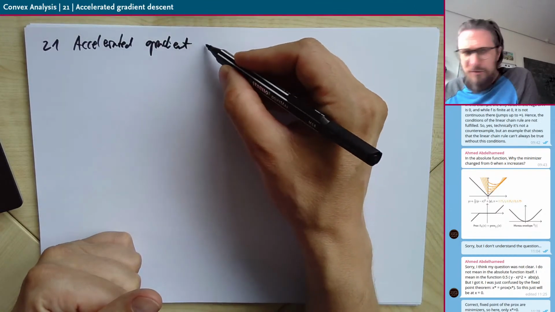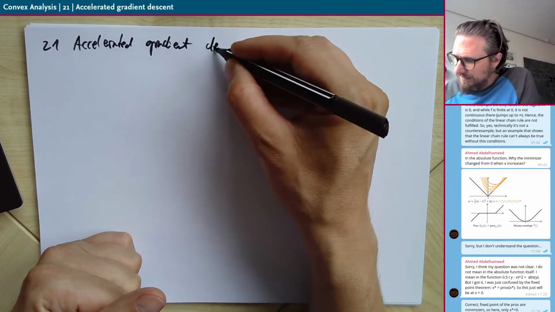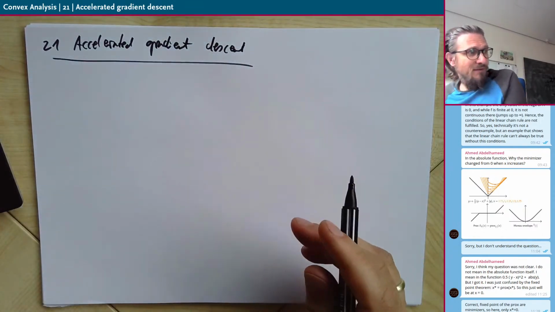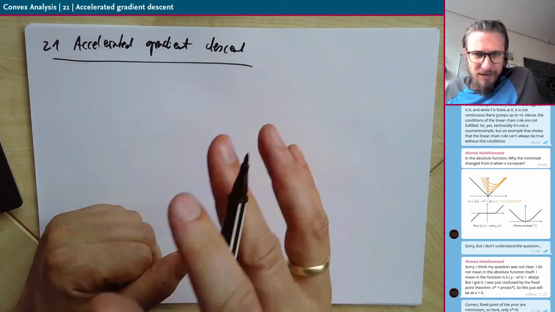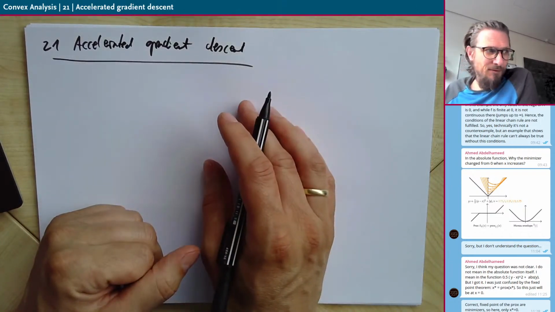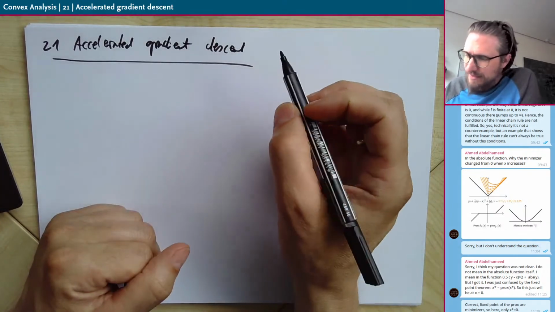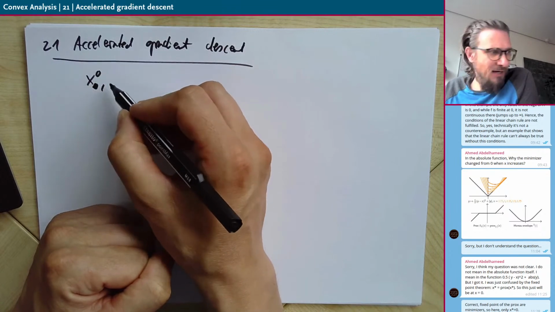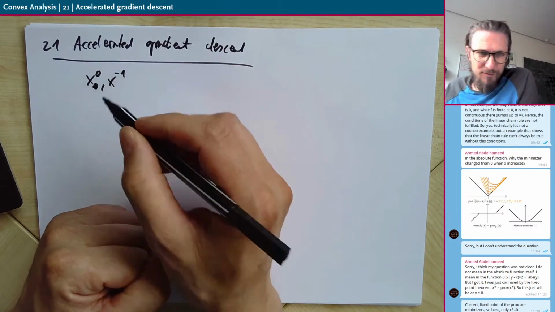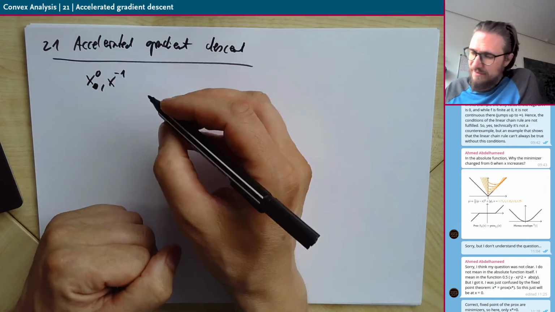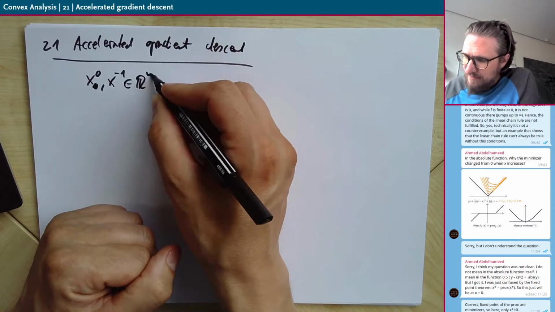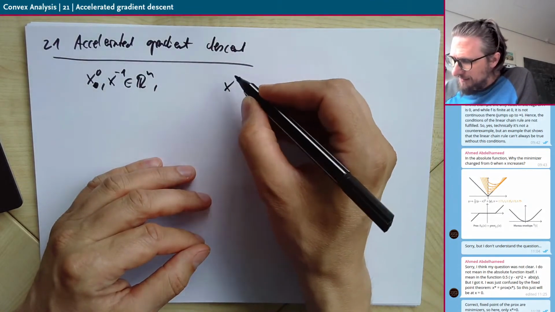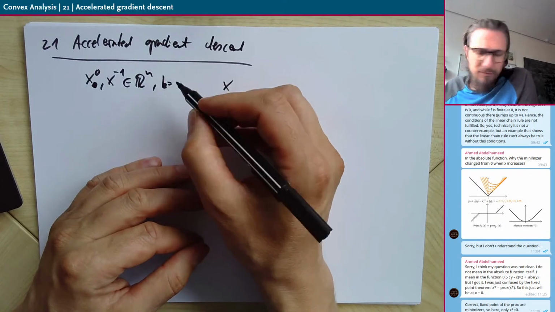Actually, they're often called accelerated gradient descent, but as we will see, they are not really descent methods anymore. So let me first give you the scheme to show you that it's really, really simple. The accelerated gradient schemes all go like this. You start with an x0, but also with an x minus 1, so kind of two initializations in your ambient space, and then you just iterate, starting with k equals 0.